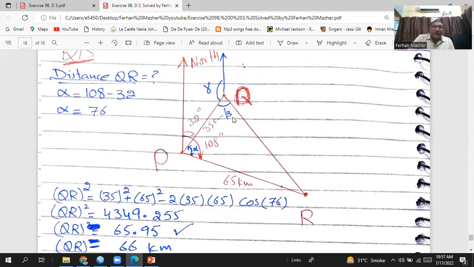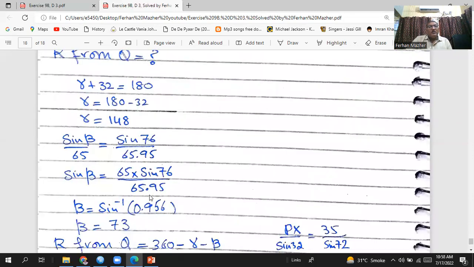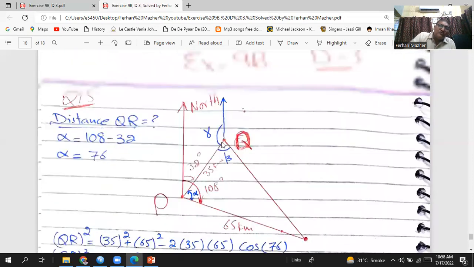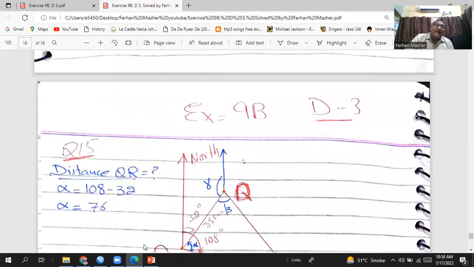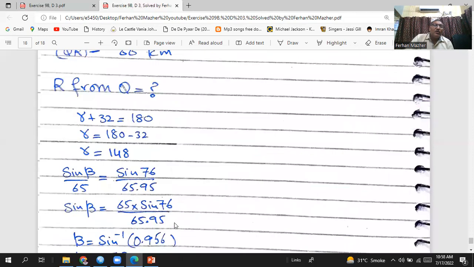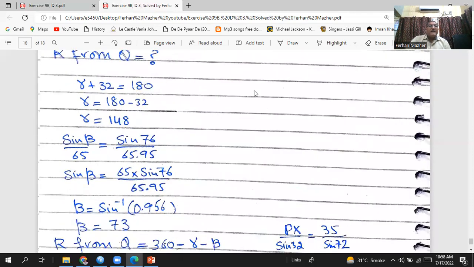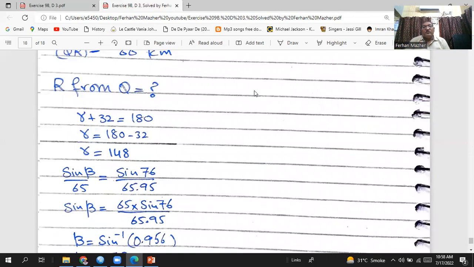So first of all, I need to find out what is the angle beta here and what is the angle gamma. The gamma is an allied angle with that 32. This gamma and 32 are allied to each other, so gamma plus 32 will be equal to 180. So gamma will be 180 minus 32, and gamma will be 148.